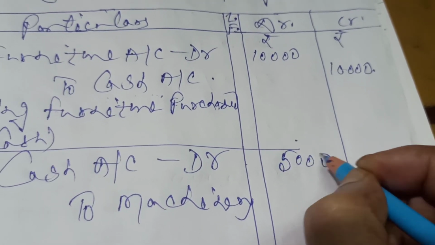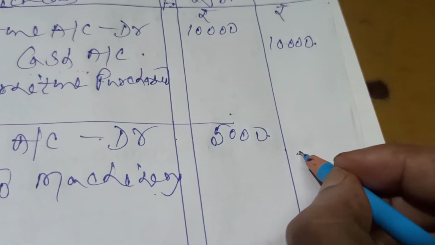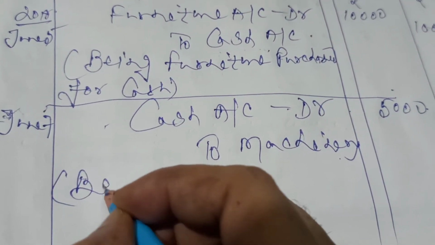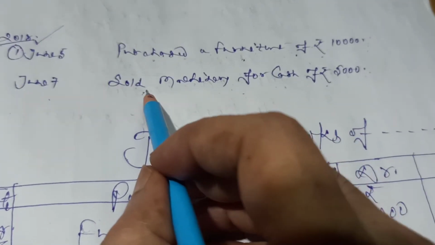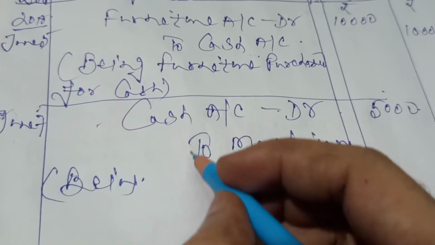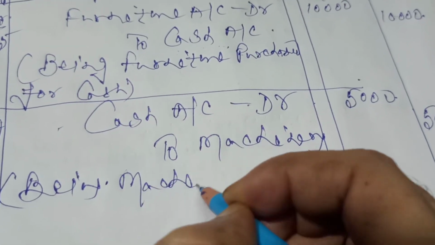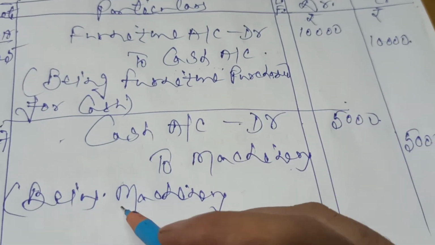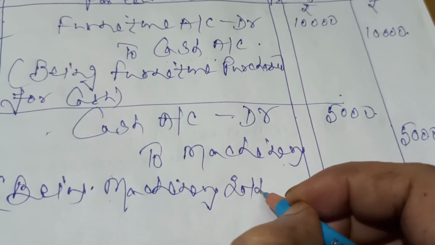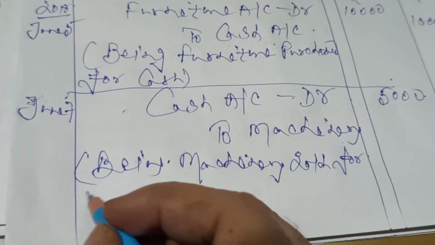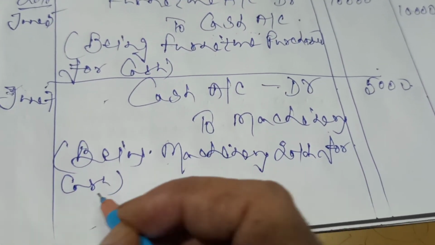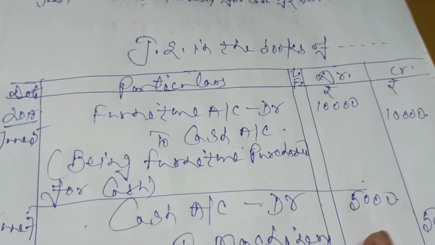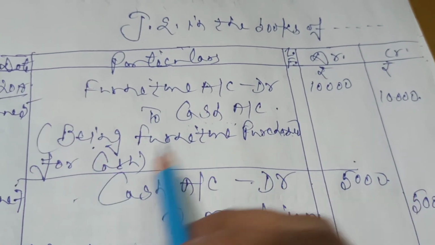Debit amount will be shown in the debit column and credit amount will be shown in the credit side. Once again, you will have to make it clear what has taken place. This transaction is sold machinery for cash. You will have to make it clear, being machinery sold for cash. This is for the examiner. This makes it quite simple for the examiner to understand what transaction has taken place over here. So that's why it's mandatory to record all transactions with narration.